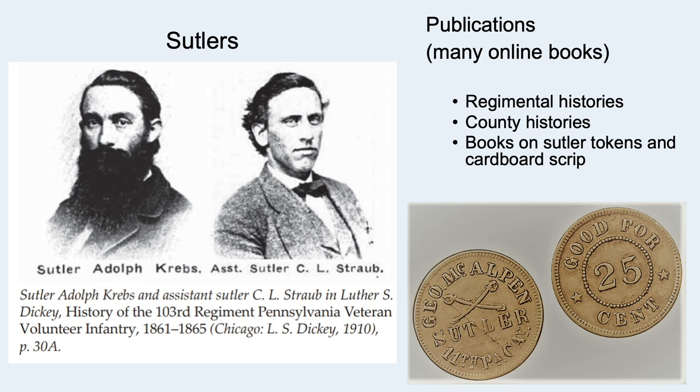Looking at each one of these five starting points in turn, I mentioned that many older publications are online on various websites and searchable. One of the interesting things about Sutlers is that many of them had their own currency, metal tokens and cardboard scrip. And there are at least two books on that subject that can be found in libraries.